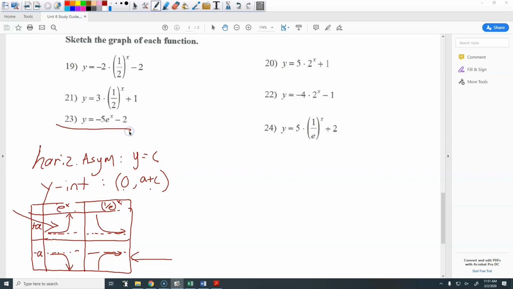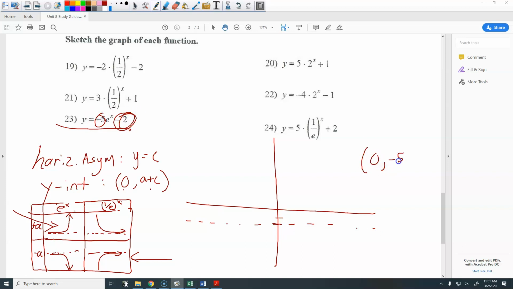So let's take a look at number 23. So for number 23, my horizontal asymptote is -2. My y-intercept is those two numbers put together. So that's 0, -7. And then my shape, since I have an E, we're in this column. And since it's negative, we're in this row, so we're using that shape.